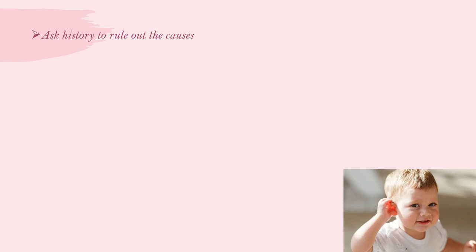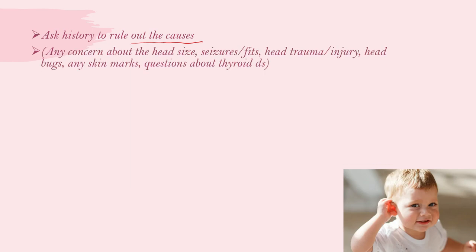After that, ask questions to find out the cause of the developmental delay, or according to whatever history the scenario gives. Ask if there is a concern regarding his head size, if there were any seizures in the past, and whether there was any head trauma or head injury. Ask about meningitis, but don't use that word. Instead, ask about any infections affecting the head, and any skin marks to find out about neurocutaneous syndromes. Also ask questions about thyroid disease.